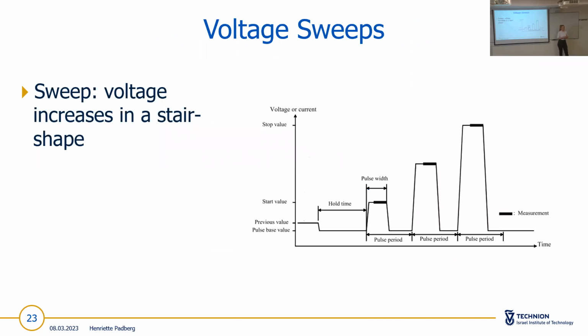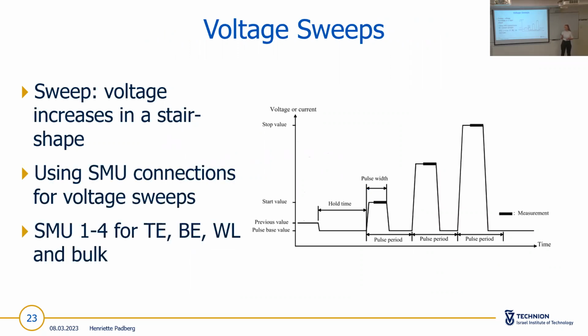So what's the first thing that I did? I first want to know how the cell behaves, so I performed sweep measurements. A sweep is a voltage increase in a stair shape. For that, I was using the SMU connection, and I connected SMU 1 to 4 to the top electrode, bottom electrode, word line, and bulk. The pulse widths of the voltage sweeps are in the order of milliseconds.